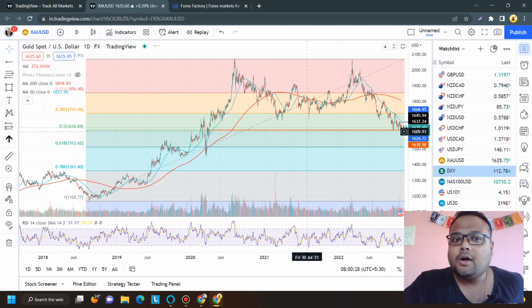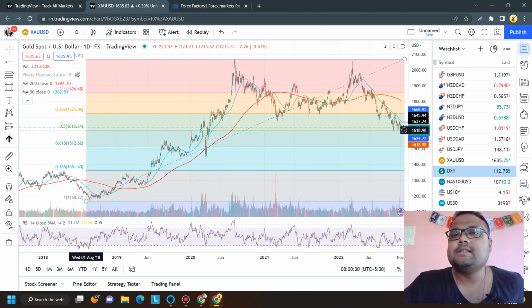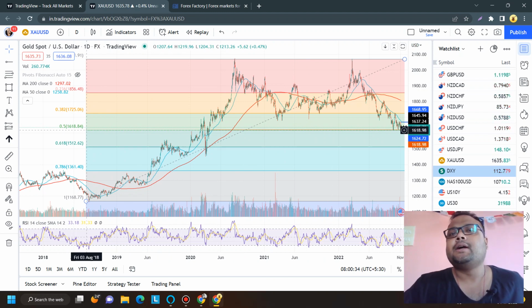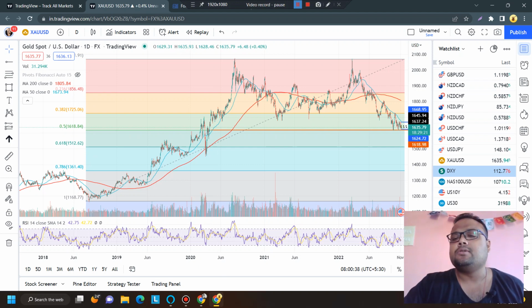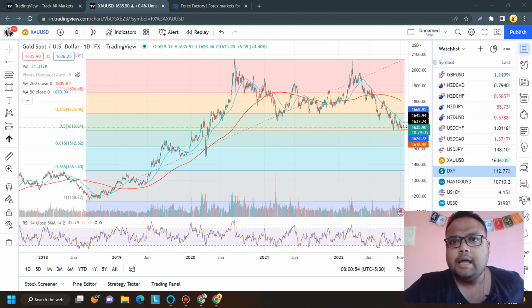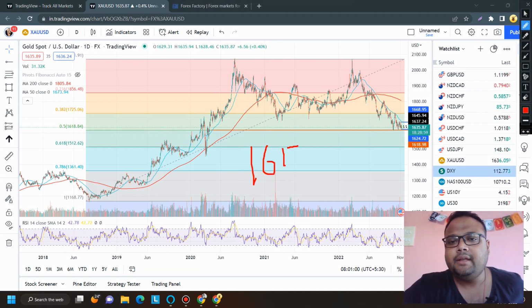And what is this? On the daily chart, you can see this is the Fibonacci 50% retracement level, and as we all know, Fibonacci 50 holds a very important position. So somehow the market is also trying to protect this level, and the level is 1620, 1615 level. Okay, 1615 to 1620 level.